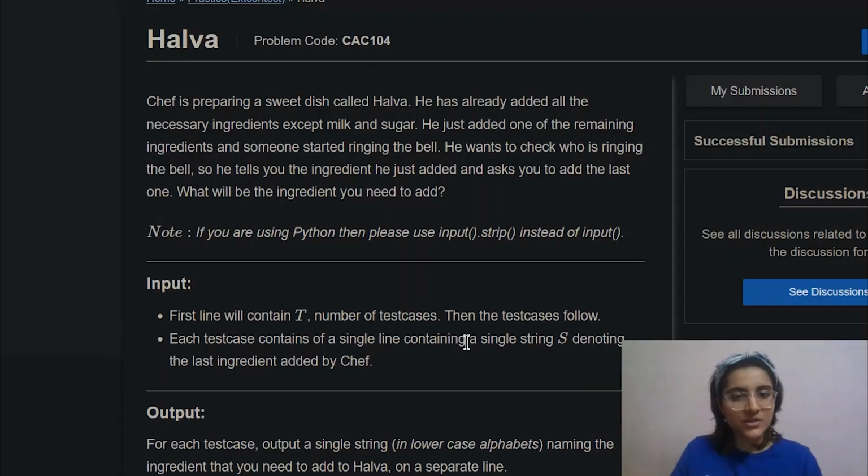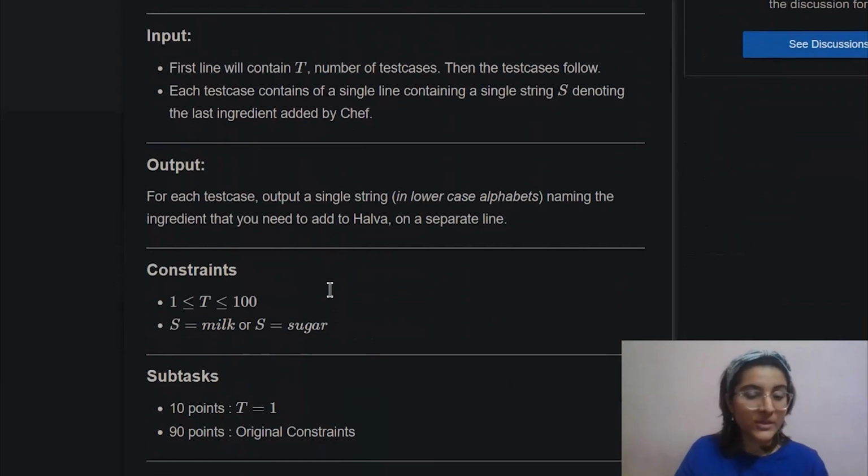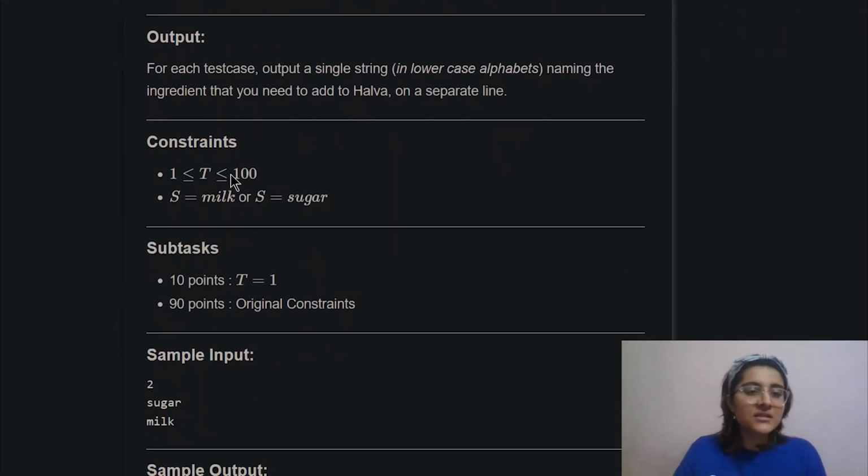Now let us take a look at the constraints and if it will fit within the time limit given. The constraints that are given to us are that T is at most 100. That means you can at maximum be given 100 lines of input. That means 100 times that Chef will tell you which ingredient he has already added to the halwa, and you need to answer all of these 100. The strings can only be milk and sugar. You will not be given any other redundant input for which you have to output something else. The only 2 inputs that will be given to you are milk and sugar, so you need not worry about some other strings that may be given to you.